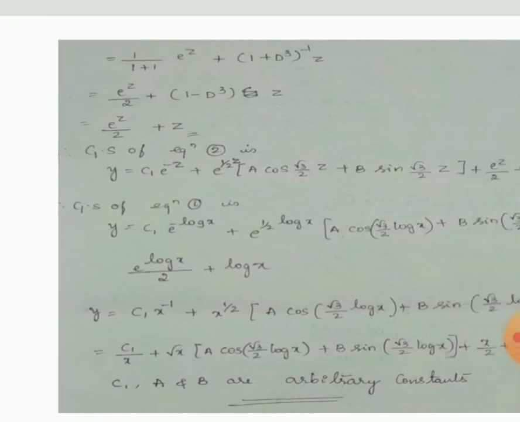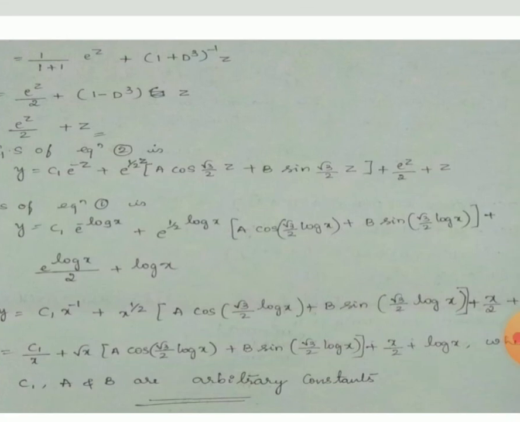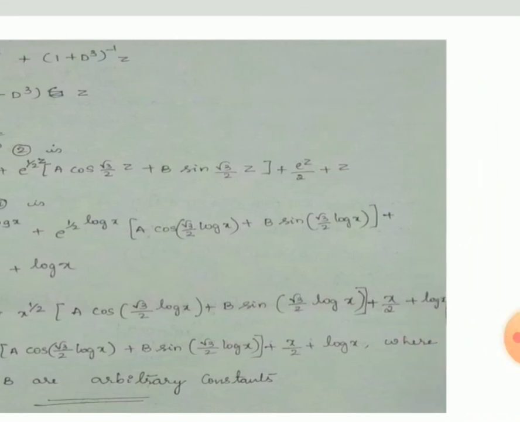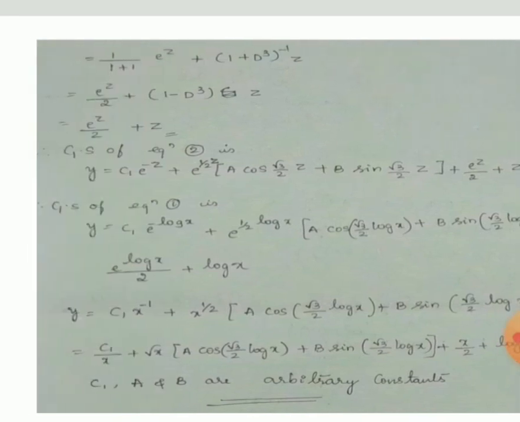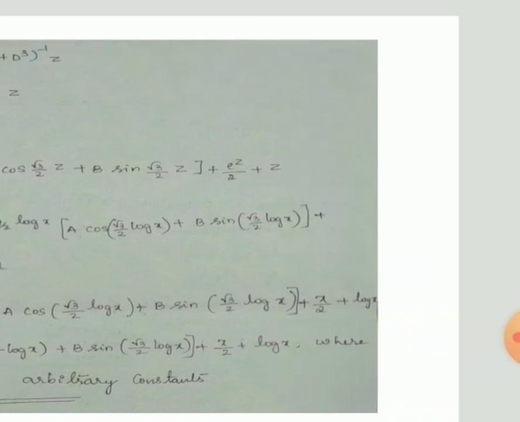Further simplify: c1 into x power minus 1 can be written as c1 by x, and x power half can be written as root x, that into a cos root 3 by 2 into log x plus b sin root 3 by 2 into log x, plus x by 2 plus log x, where c1, a, b are arbitrary constants. So that is the general solution of the given equation number 1.